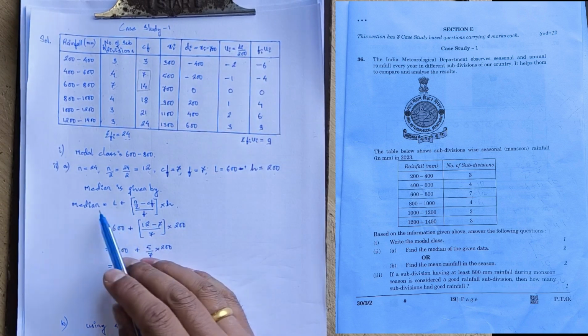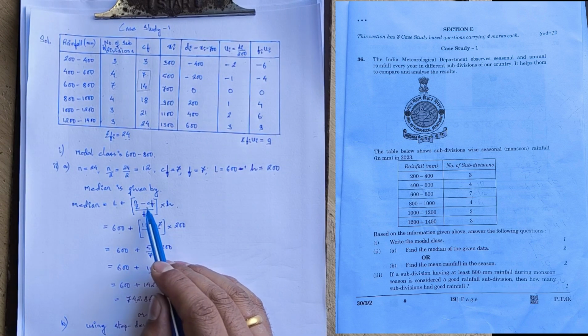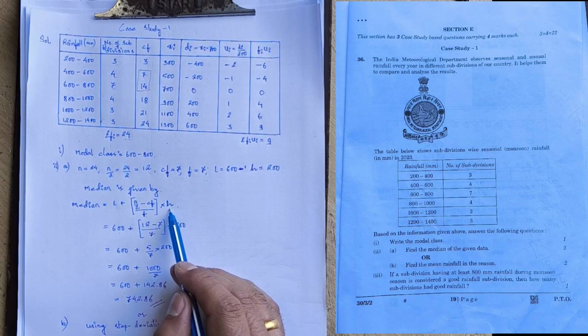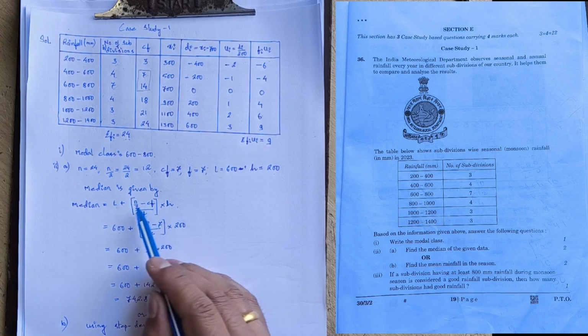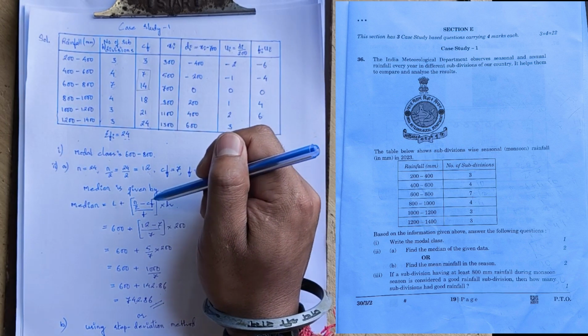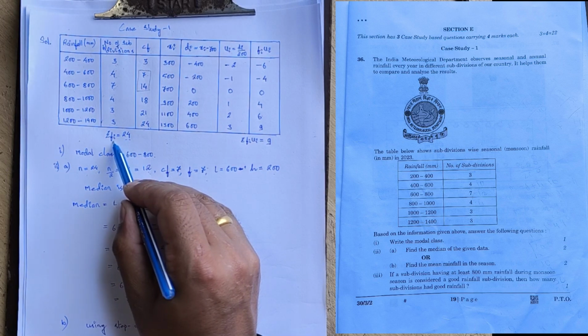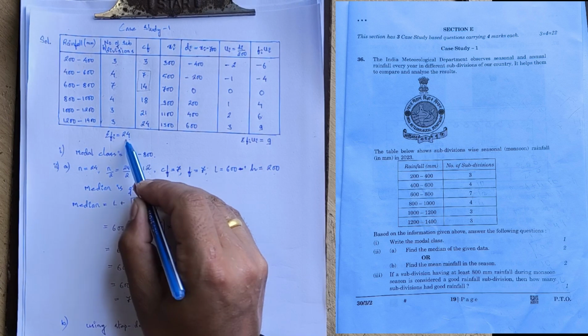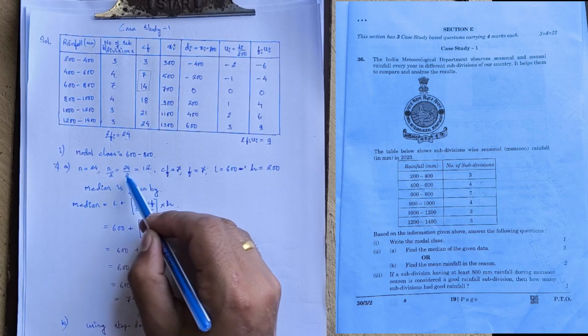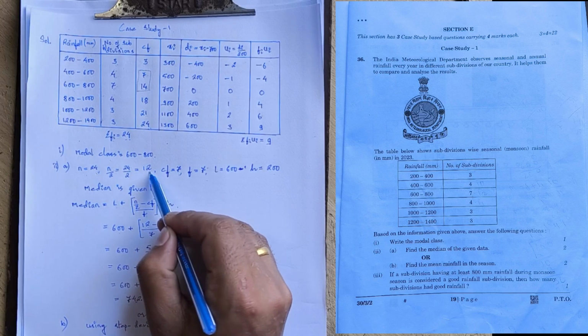Now, this is the formula for finding the median: L plus (n by 2 minus CF) by f, times h. So we need to find all these terms from this table. Now, n. What is n? N is the sum of all the terms of fi, summation fi, that is 24. N by 2, simply dividing 24 by 2, we get 12.